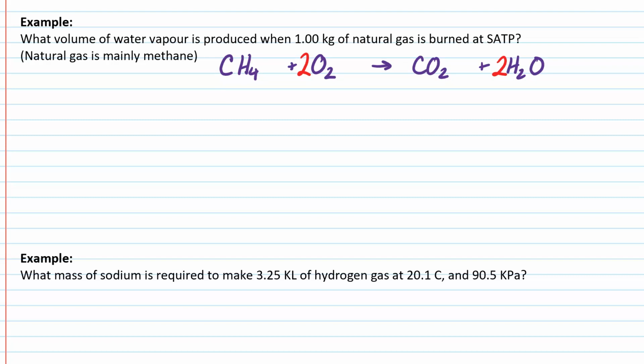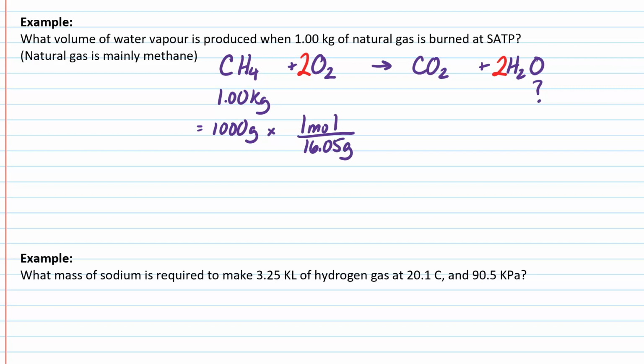Next, we know that we have 1 kilogram of methane, but we want to figure out what the volume of water vapor produced is. So what we'll need to do is figure out how many moles of methane we have. So 1 kilogram of methane we know equals 1,000 grams. And then let's divide that by the grams per mole, or multiply it by 1 mole of methane having 16.05 grams.